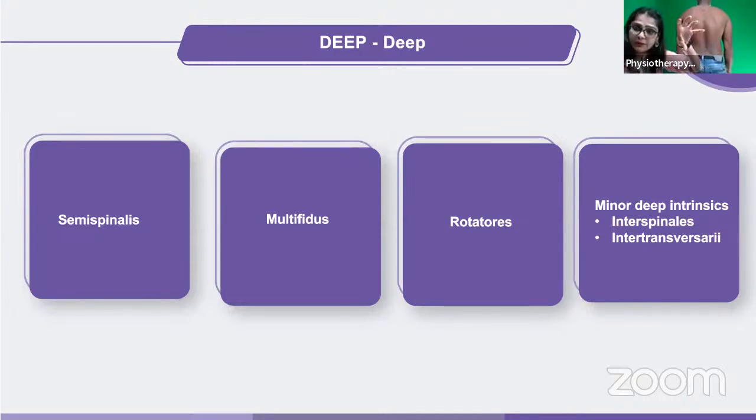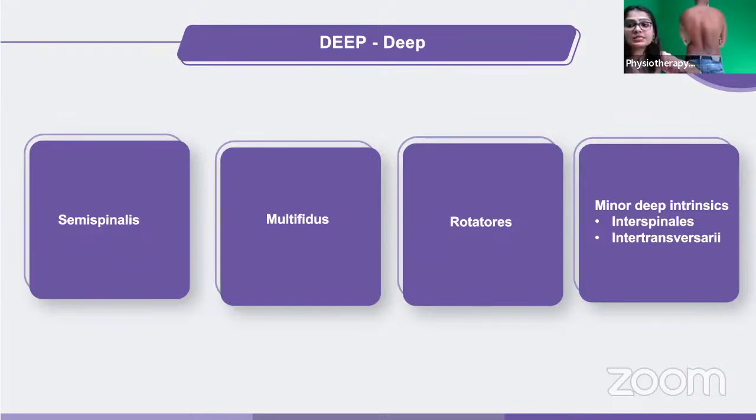So among the deep muscles, how many muscles have we studied? Three parts: superficial, intermediate, and deep. In superficial we have studied splenius cervicis and capitis. In intermediate we have studied serratus posterior superior and serratus posterior inferior. Then we have studied erector spinae, right? Among them, there are three muscles.